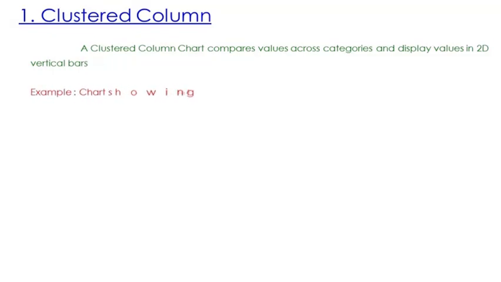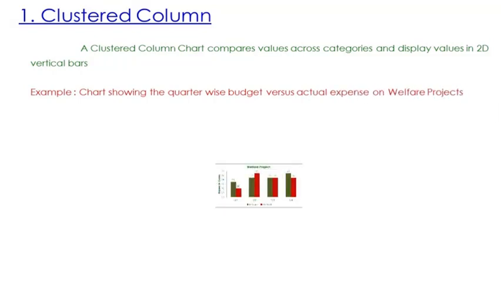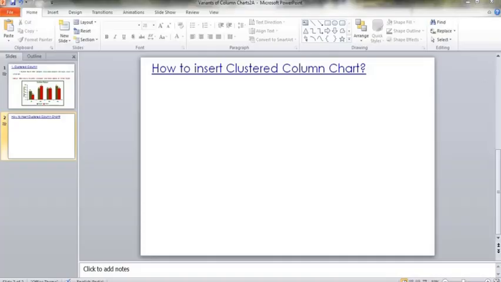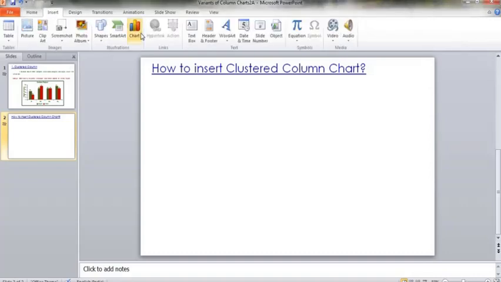Clustered column chart. A clustered column chart compares values across categories and display values in 2D vertical rectangles. The below chart shows the example of clustered column chart. Just an example, let us see how to insert clustered column chart.